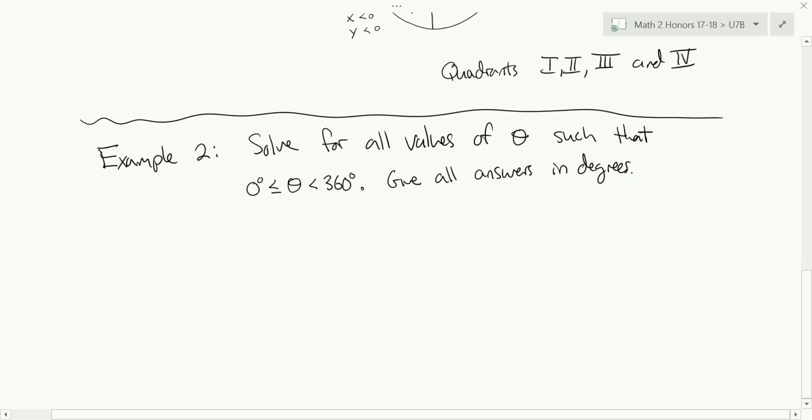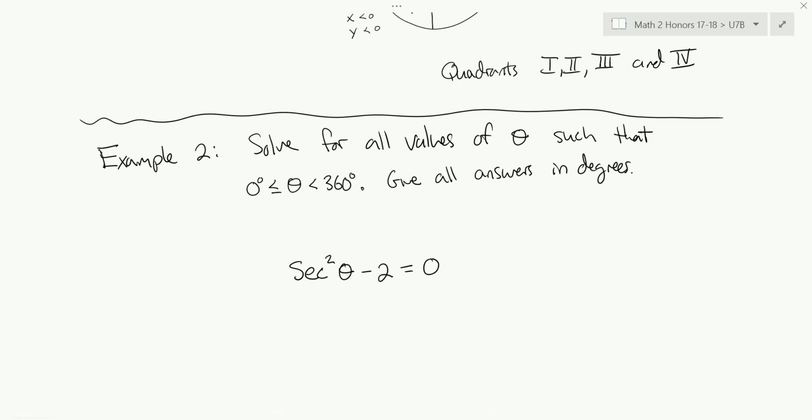Let's say our equation is that the secant squared of theta minus 2 is equal to 0. We want to know, out of all the angles between 0 and 360, which ones can I plug into this equation to make it work? There may be only one answer, there may be no answers, there may be 10 answers. We need to find all of them that work between 0 and 360. So the first step is to solve for secant theta. Solve for secant theta first.